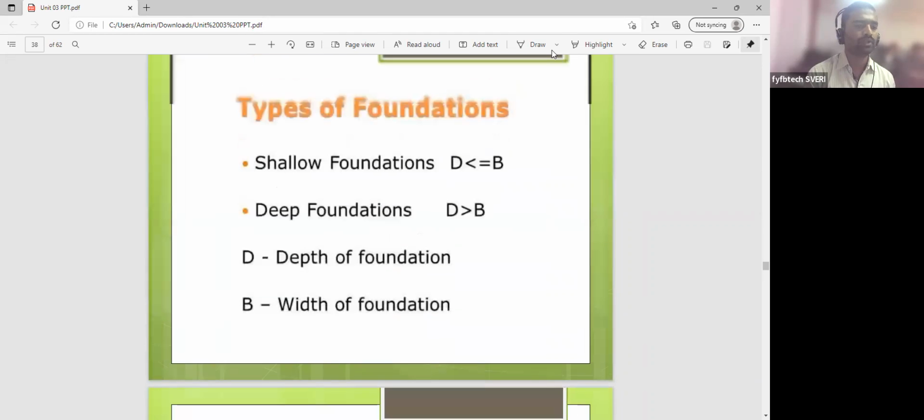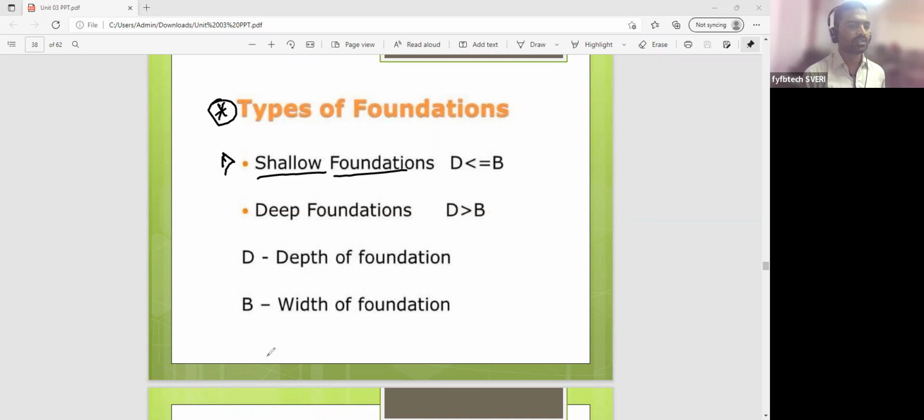Foundation. Leave one page. Write down: types of foundation. First one, shallow foundation.